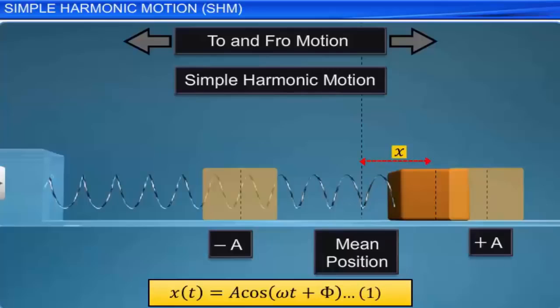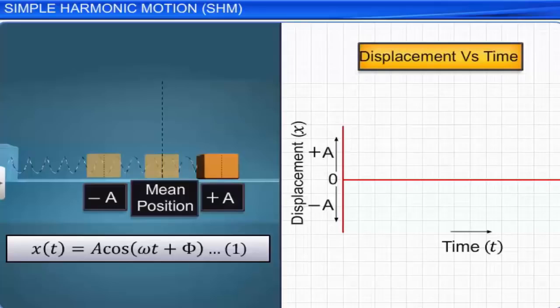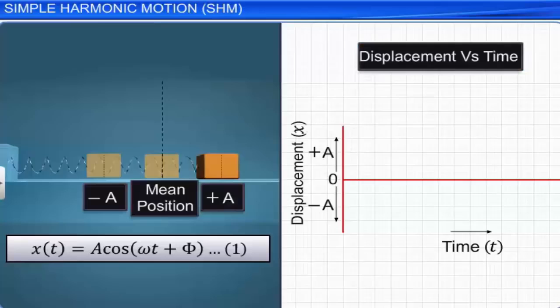In simple harmonic motion, the variation of the displacement of a particle with time t can be denoted by the displacement versus time graph. A periodic motion where the displacement of an oscillating particle varies sinusoidally with time t can be called simple harmonic motion. Since the displacement x of the particle is dependent on the cosine function as given by equation 1, the displacement will vary from +A to -A.